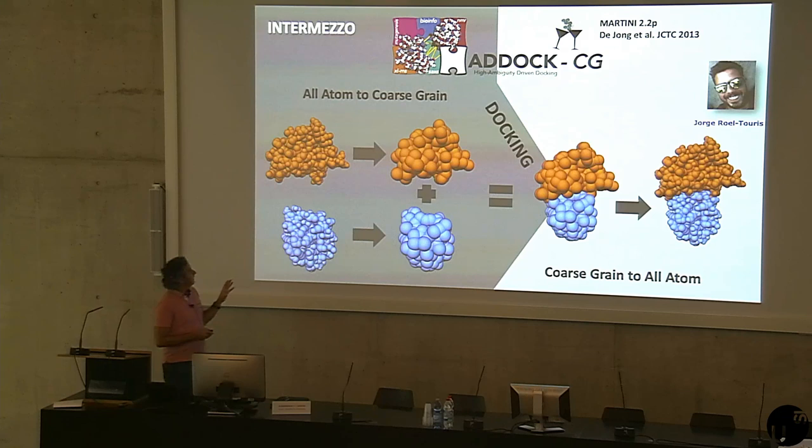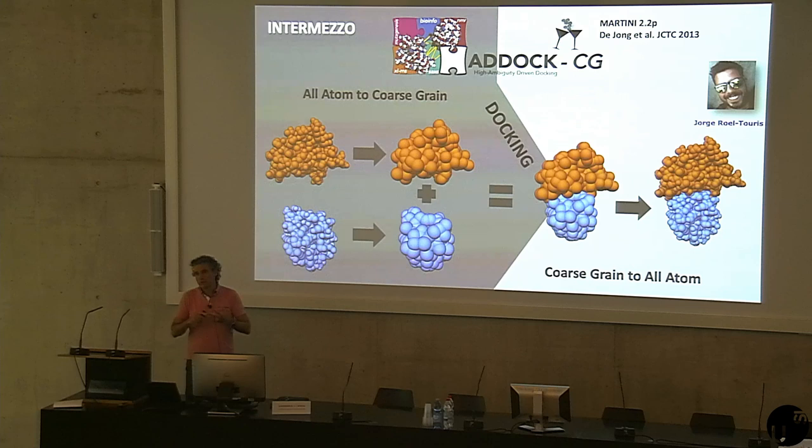Basically, we represent in Martini. Martini is not ours, it's developed in Groningen, in the group of Siewert Marrink. So we are mapping four atoms into one particle. We have a 4-to-1 mapping, meaning that we have fewer particles that we need to consider in our modeling. It also has the advantage that it smoothens the energy landscape a bit. So we are winning time, and we might have a smoothened energy landscape.